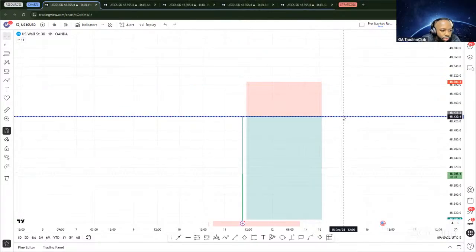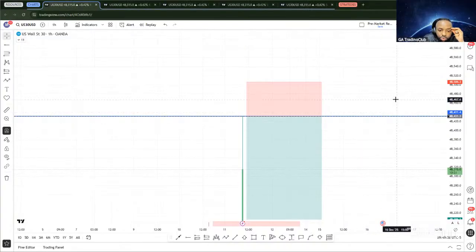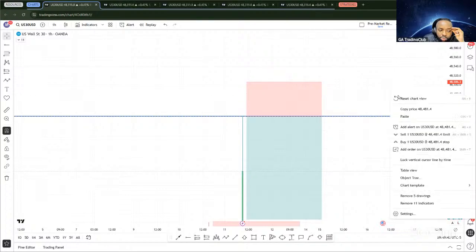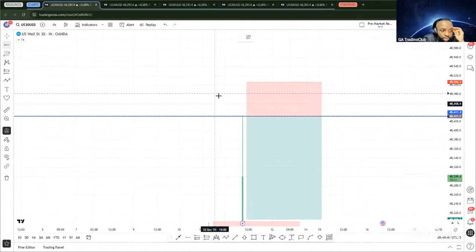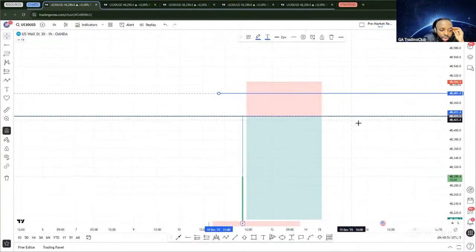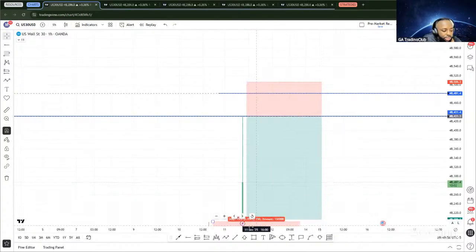So the first one will be here. The second one is 50 points away from here. So 50 points will be 48,481.3, somewhere there. And then I do the same thing. And again, this markup is only assuming that this current candle's high will be the hourly high of this current candle.